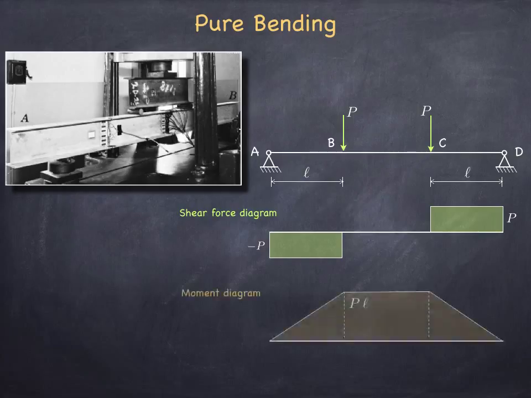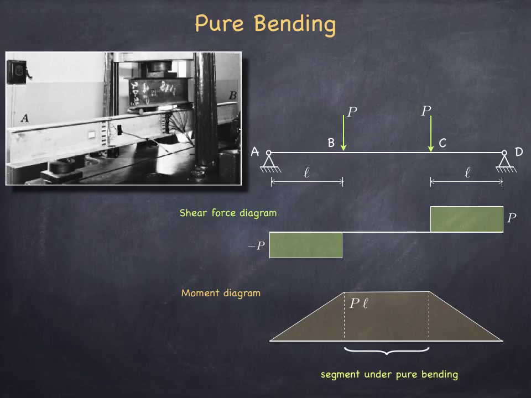And if you look at the moment diagram, you see that simply the moment in that segment is constant, and in this particular case it's going to have a magnitude of PL. So this middle segment of this 4-point bending case is going to be subject to pure bending. There won't be any shear forces there.